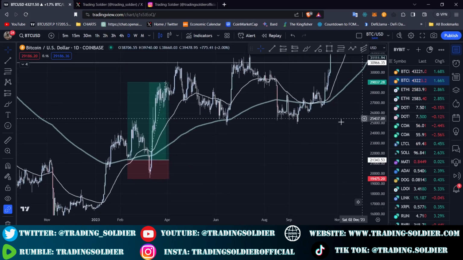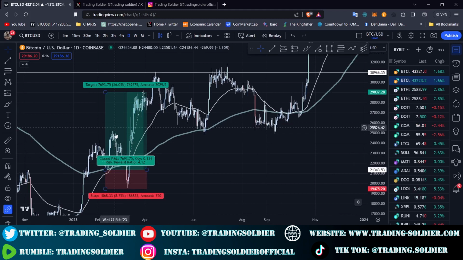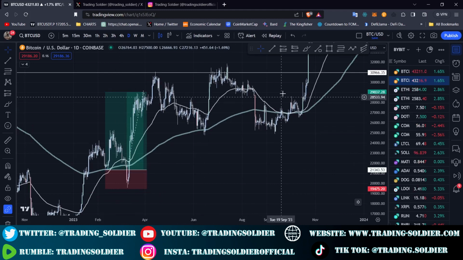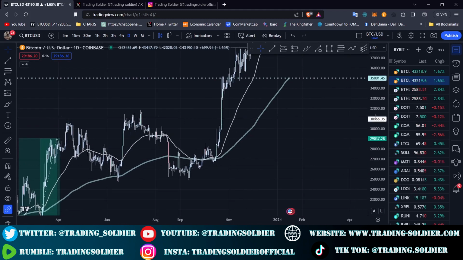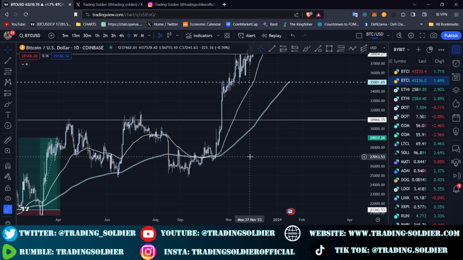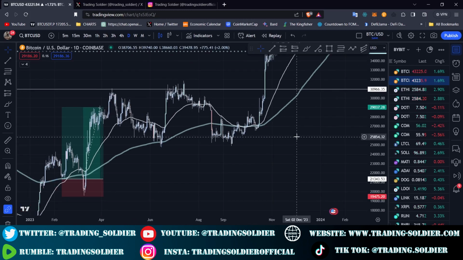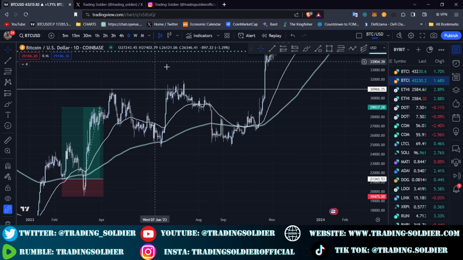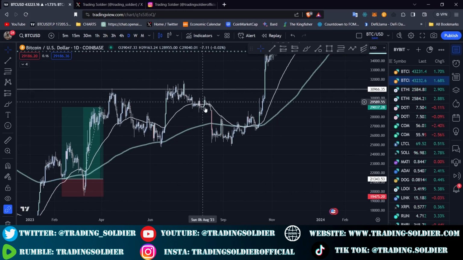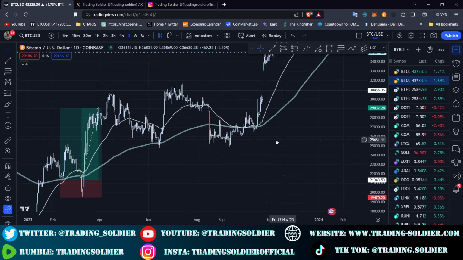But as I said before, you can see that every bounce that we get in the 200 EMA should be taken as a buy signal, okay? If we are in an uptrend, okay? If we are in an uptrend, every time that the price reaches the 200 EMA, we should consider taking a buy or a long position.